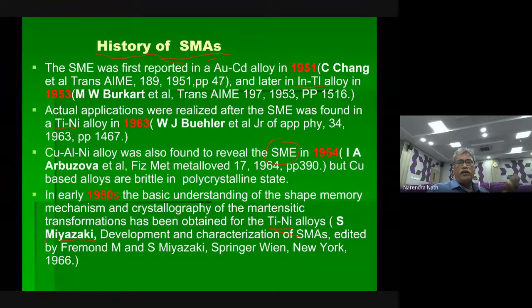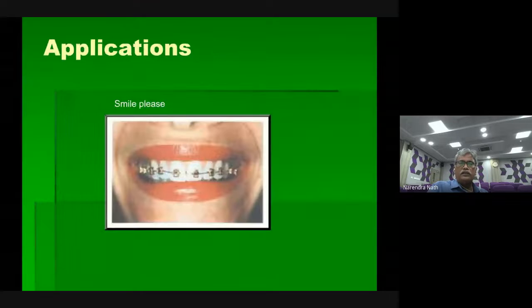So later on, people started working on different aspects, different fronts, and they found different applications, and they started adding ternary elements. Then the application bandwidth started increasing more and more. So this is a brief history of shape memory alloys, these nickel-titanium based alloys, and applications you can see here.